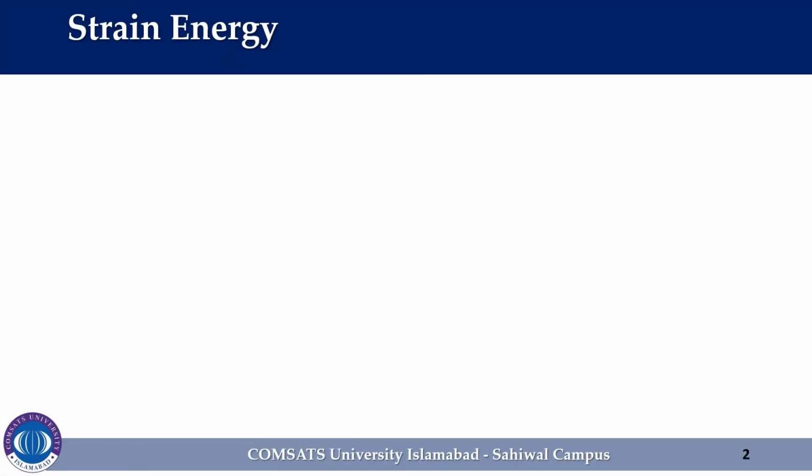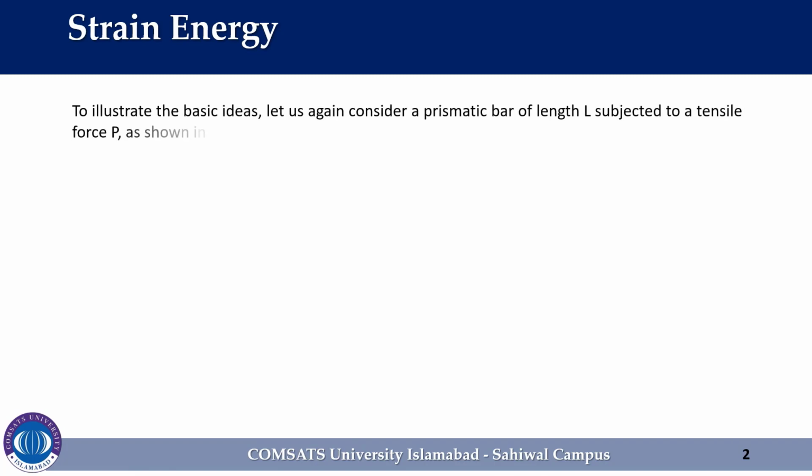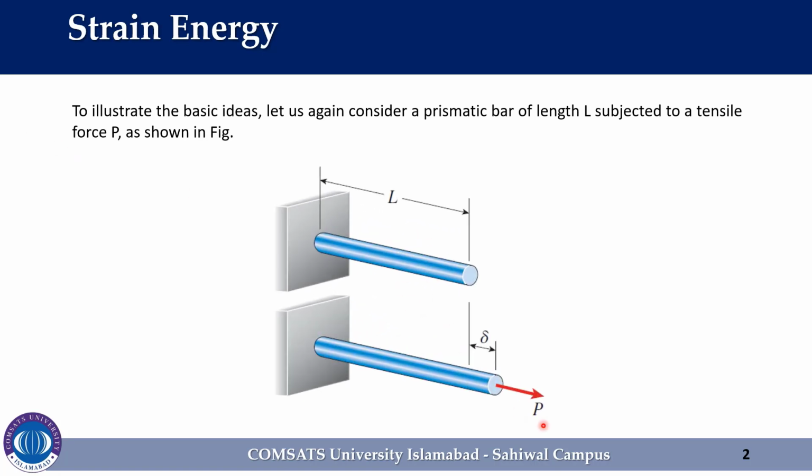To illustrate the basic idea of strain energy, let us consider a prismatic bar of length L subjected to a tensile force P. We assume that the load is applied slowly, so that it gradually increases from 0 to its maximum value P. Such a load is called a static load because there are no dynamic or inertial effects due to motion. The bar gradually elongates as the load is applied, eventually reaching its maximum elongation delta at the same time the load reaches its full value P. Thereafter, the load and elongation remain unchanged.